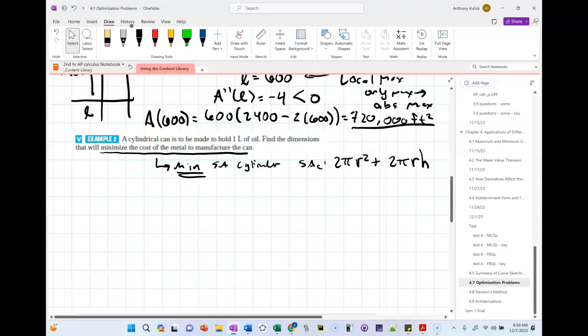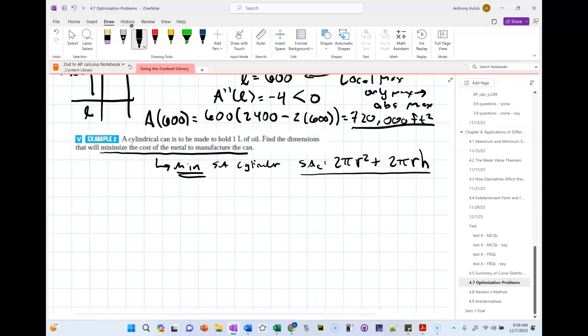All right. So this is what we're trying to minimize. What's the problem here? Yeah, it's in terms of two variables, right? R and H. Okay. What else are we given, though, in the problem?